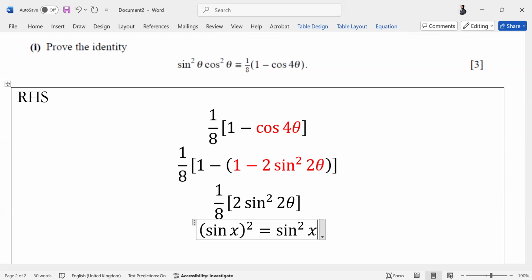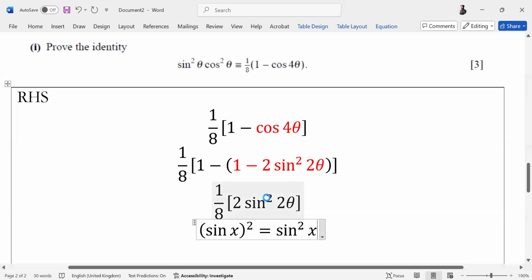Yes, you can choose to write it as sine x into sine x, or you can just write sine x and put a square on it. What does square mean? Multiplying by itself. Is this clear? So now I have a sine square 2 theta, and this is troubling me, because I can't do anything with it. And which angle will I have to end up at?